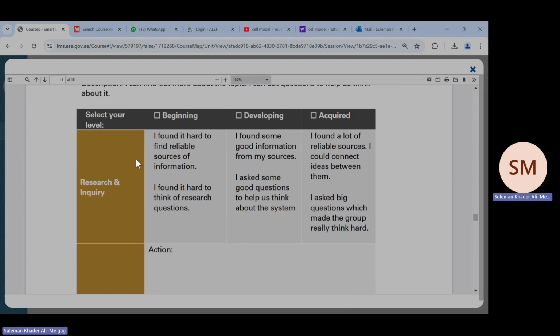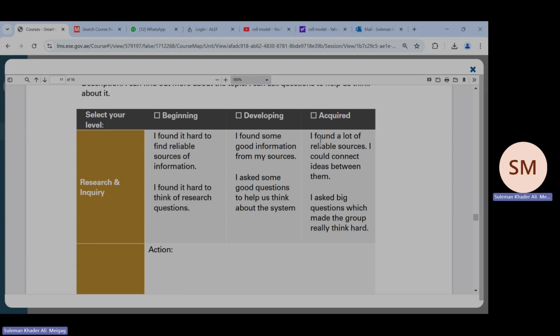So this is the research. Beginning, for the 1 to 4: I found it hard to find research that is good and reliable. I found it hard to think of research questions. Maybe you had some difficulties, some problems with the research, finding about Khaliya. Then this is beginning, 1 to 4. If you found some good information from some sources and you asked some good questions that made you think about the Khaliya, then this is the middle.